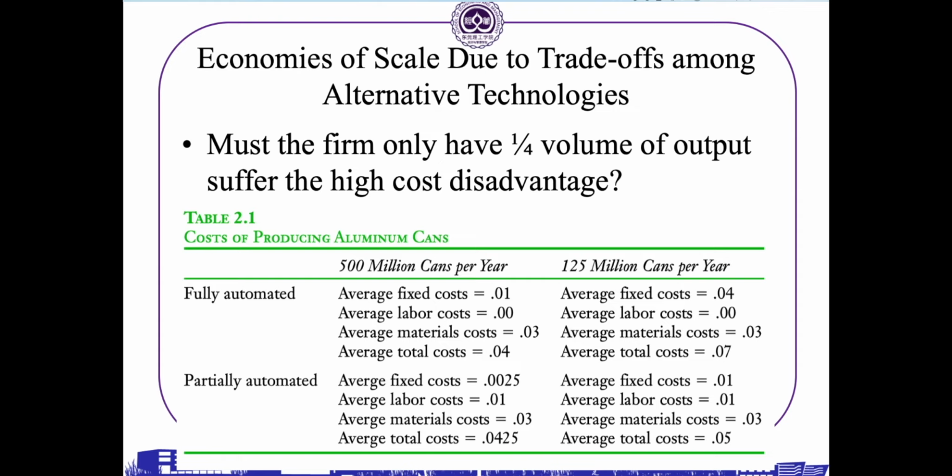If the volume of output is small, 125 million cans per year, the average cost of fully automated production is now 7 cents per can due to the increase of average fixed cost by 3 cents. On the other hand, the average cost of partially automated production is 5 cents per can due to a lower average fixed cost. As you can see, in this example, the large scale of production with fully automated plants is still the most efficient way.